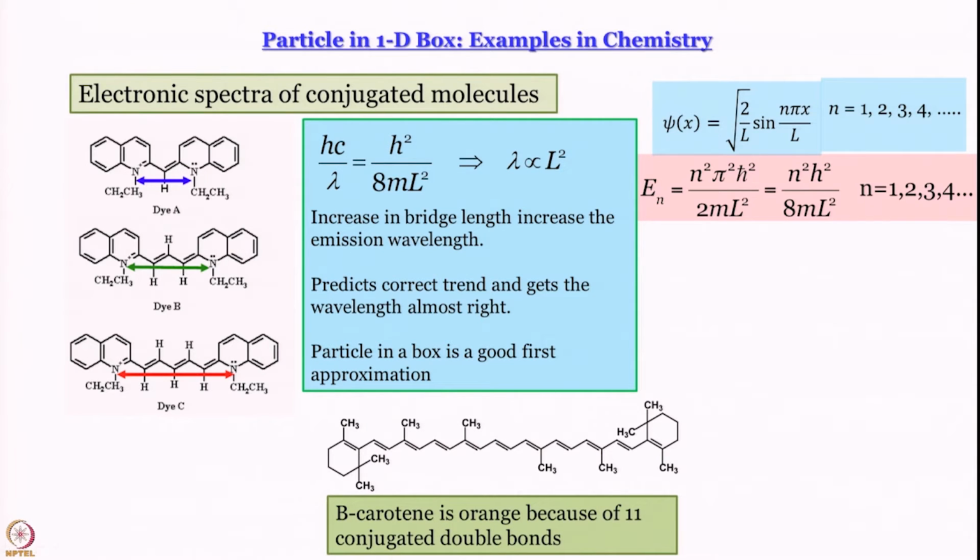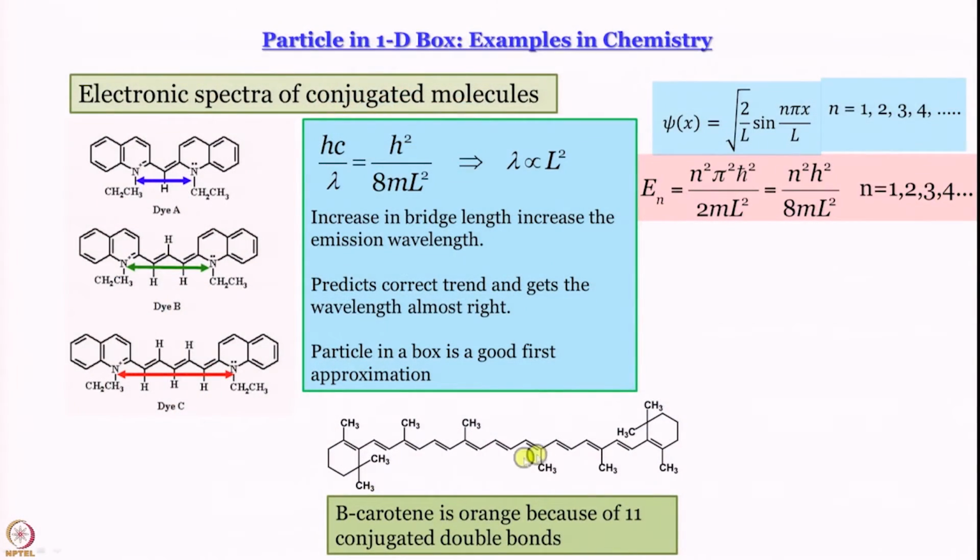To the extent when the bridge is really long, for example in beta carotene there are 11 conjugated double bonds, there the absorption is expected to be at a much longer wavelength, and it is. That is why carrots have that beautiful orange color, because carrots contain carotene, and this extended conjugation leads to absorption in the visible range.